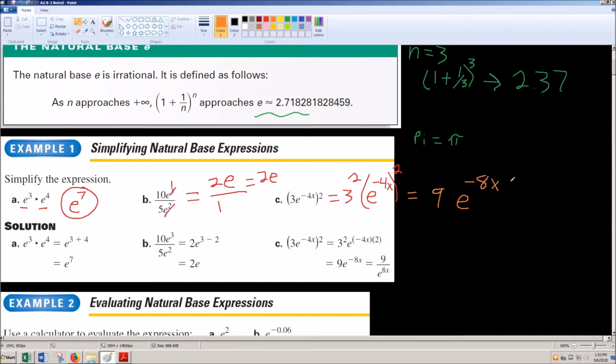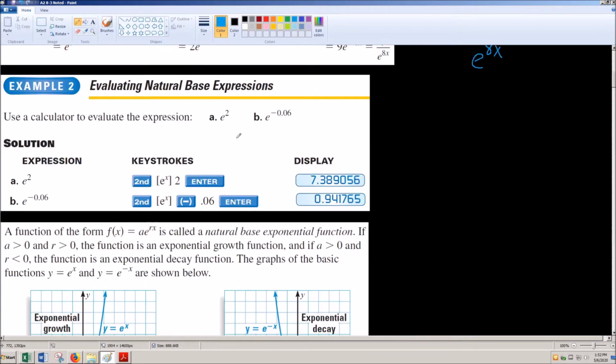If I want to rewrite this without a negative exponent, I would write 9 over e to the positive 8x. So it's the same as all the different things we've done so far, just now we have this new number e. We want to talk about how we evaluate e.